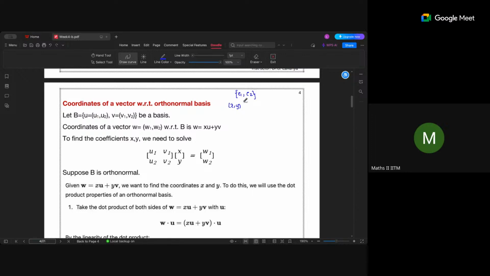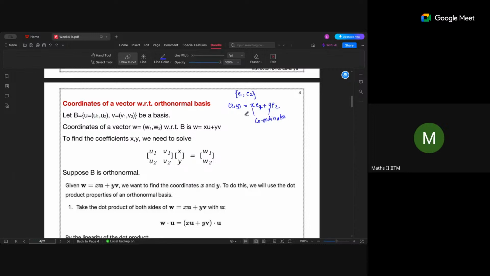This is the simplest case. You should answer immediately. What does it mean by coordinates of a vector with respect to a basis? Suppose you have a basis, first of all, e1 and e2. So that is how you are expressing this: x e1 plus y e2. Here you see that x and y are called the coordinates.